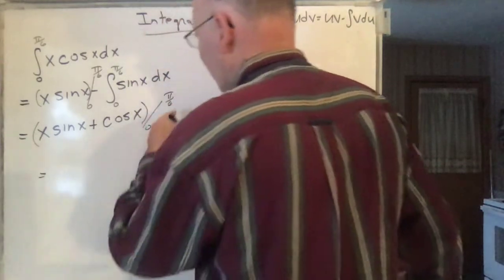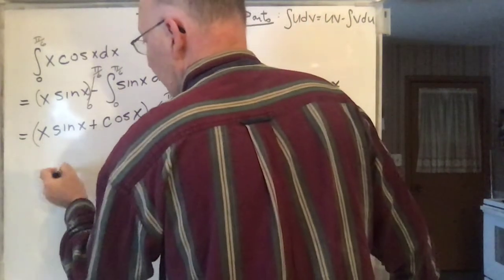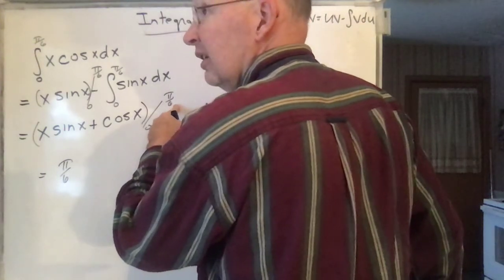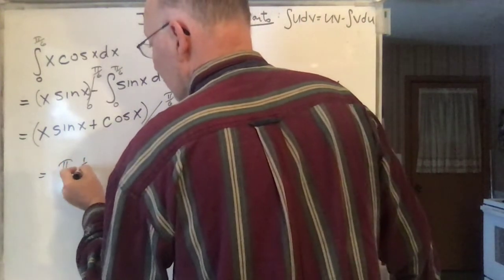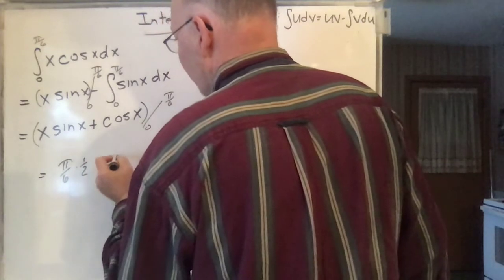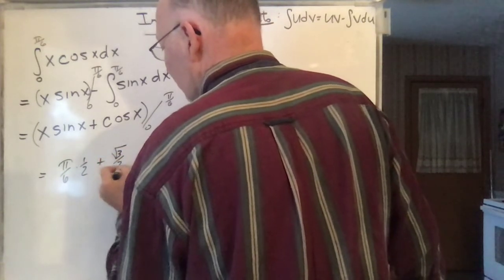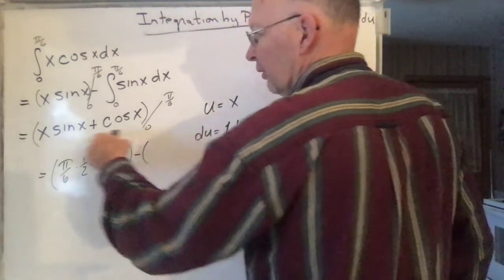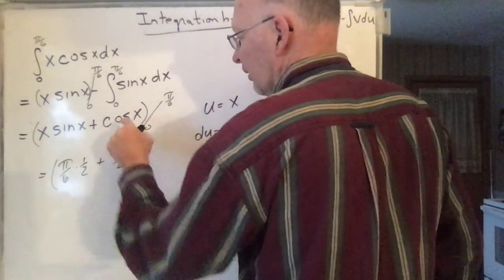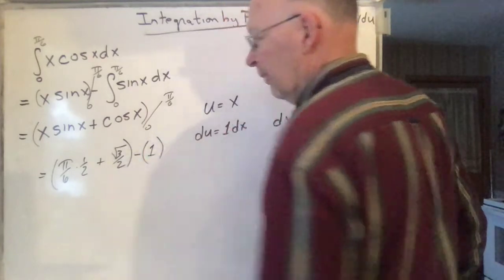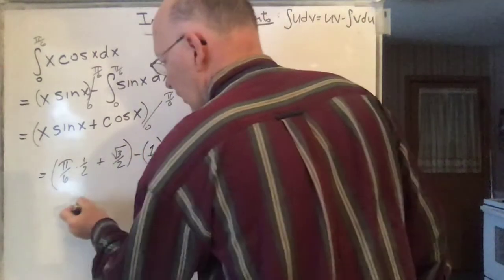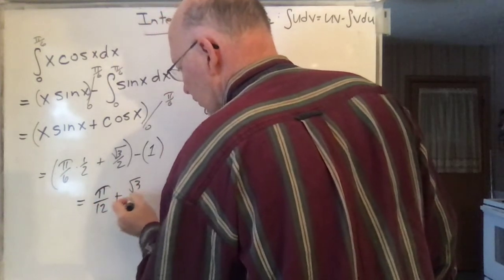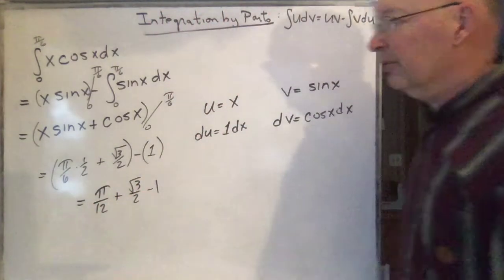And so what happens? You put in pi over 6 here, you're going to get pi over 6 times the sine of pi over 6, which is 1/2, plus the cosine of pi over 6, which is square root of 3 over 2. And then what happens when I stick in a 0? Here I'm going to get 0 times 0, and here I'm going to get a 1. So there's my final answer: pi over 12 plus square root of 3 over 2 minus 1.